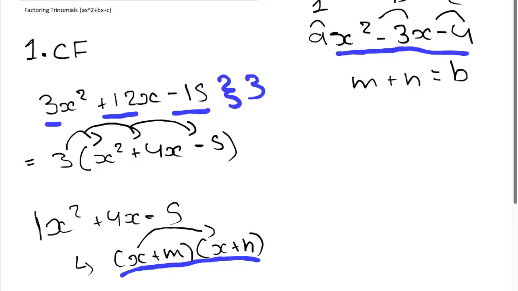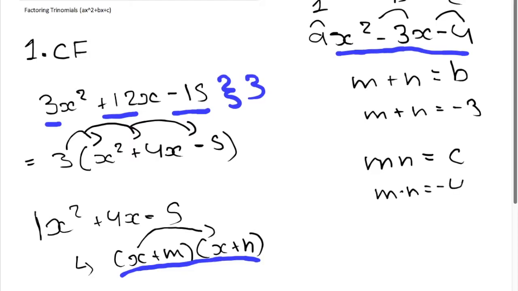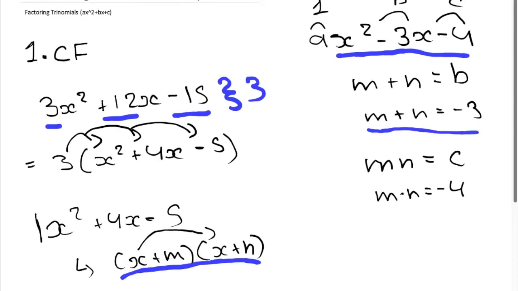So you have to find two numbers that add to negative 3, so m plus n is equal to negative 3. You also have to find two numbers that multiply together to get c. We already established that c is negative 4, so m times n is equal to negative 4. After we find both numbers m and n, we can simply substitute them back into the equation. So what are those two numbers and how do you find them?